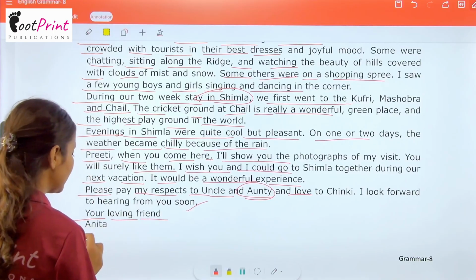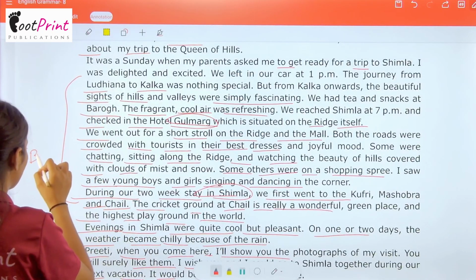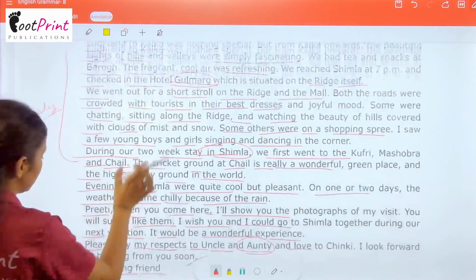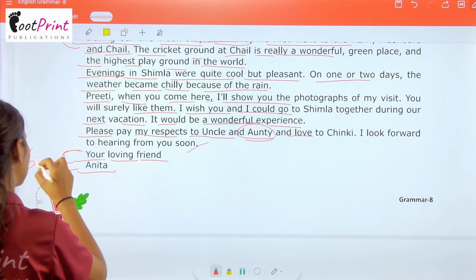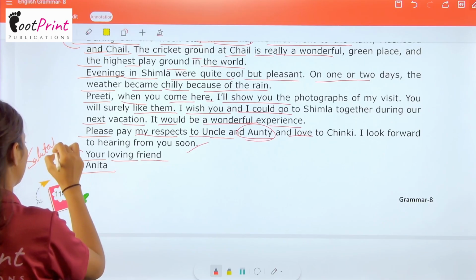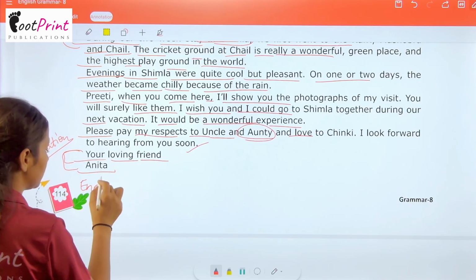Your loving friend, Anita. Again, this is our body part, and this is our salutation part. Enclosure.